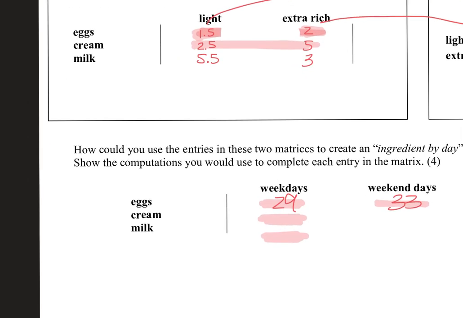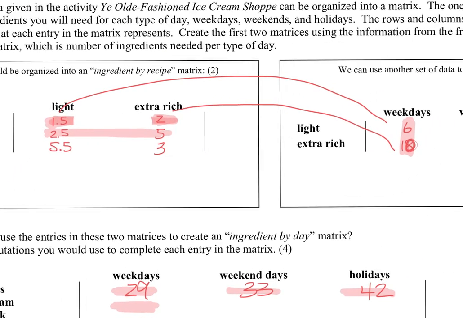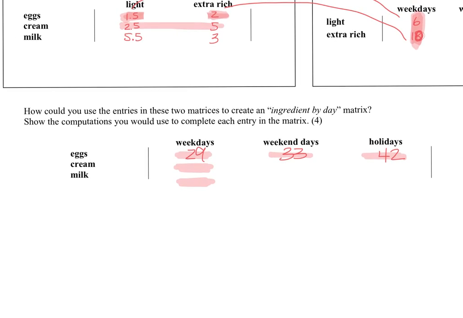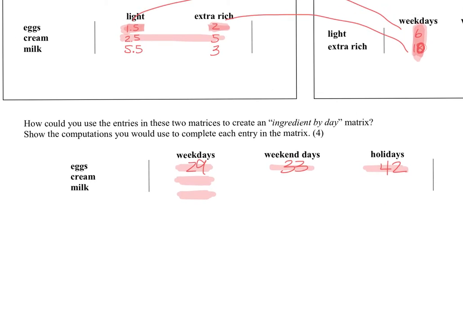So let's start with weekdays. How much cream do we need on a weekday? Well, if we need 2.5 for light and 5 for extra rich, and on weekdays we have 6 and 10, here we go. Back to 2.5 times 6 and 5 times 10. So 2.5 times 6 and 5 times 10 will leave us with 65. I'm going to skip the work here because, again, I want this to mainly be you checking your work.